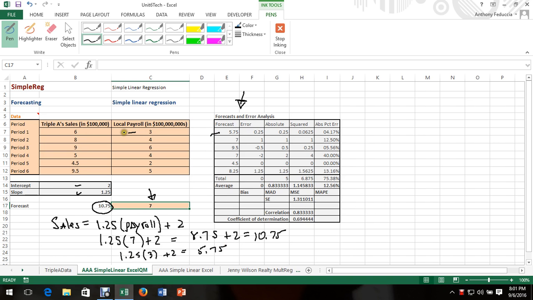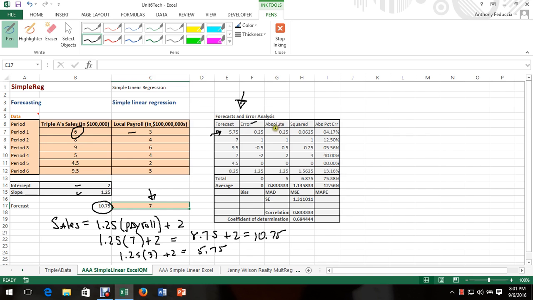Well, in actuality, they had $600,000 in sales. That's a real number. The predicted equation said 5.75 you should get. So you see the error is 0.25. And these are error terms, which we're going to learn about here in Unit 6.